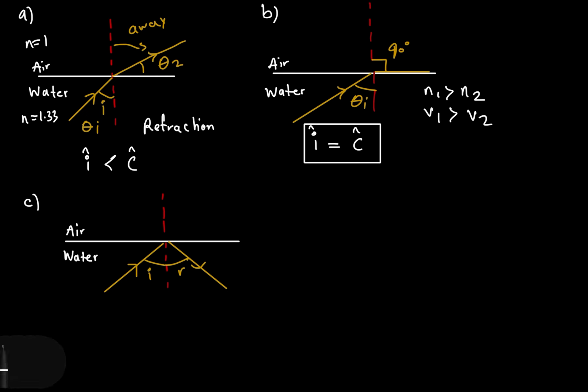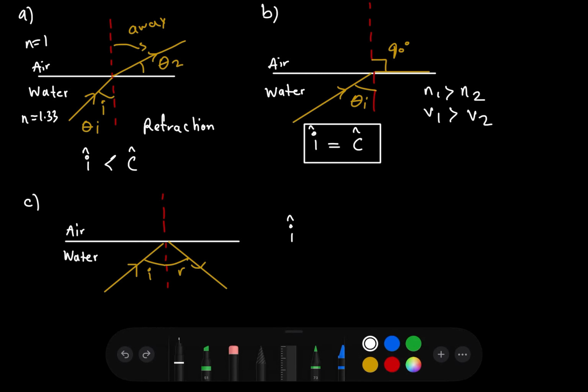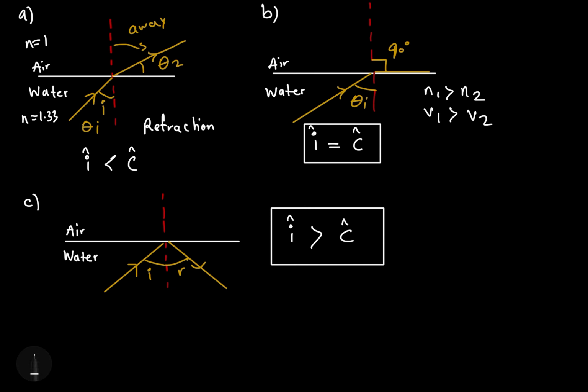Total internal reflection is when the angle of incidence becomes greater than the critical angle. And at that point, we no longer have refraction. We have reflection, known as total internal reflection.